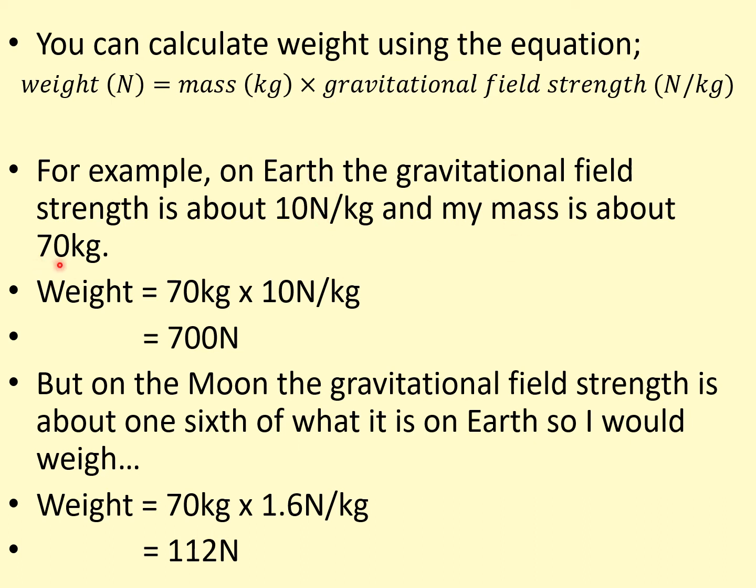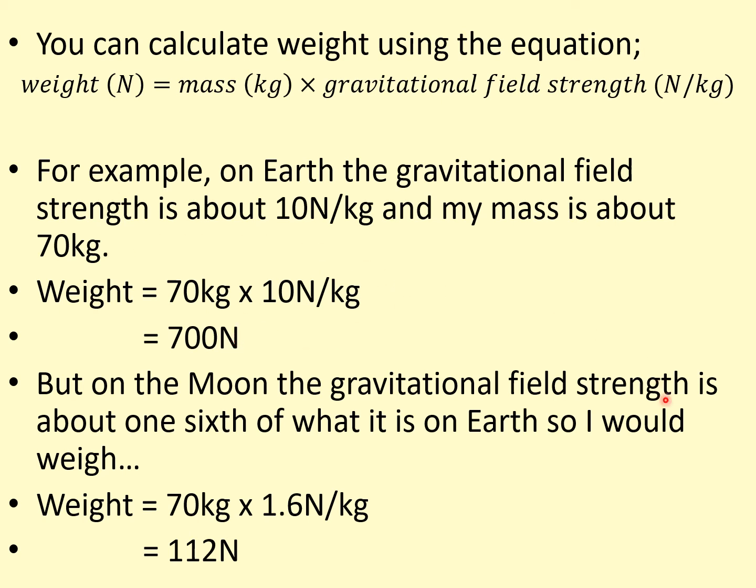So my mass is about 70 kilograms. So to calculate my weight, I do 70 kilograms times by 10 newtons per kilogram, and my weight is 700 newtons. So in everyday speech, I would say that my weight is 70 kilograms, but scientifically that's incorrect. 70 kilograms is my mass, and my weight is 700 newtons.